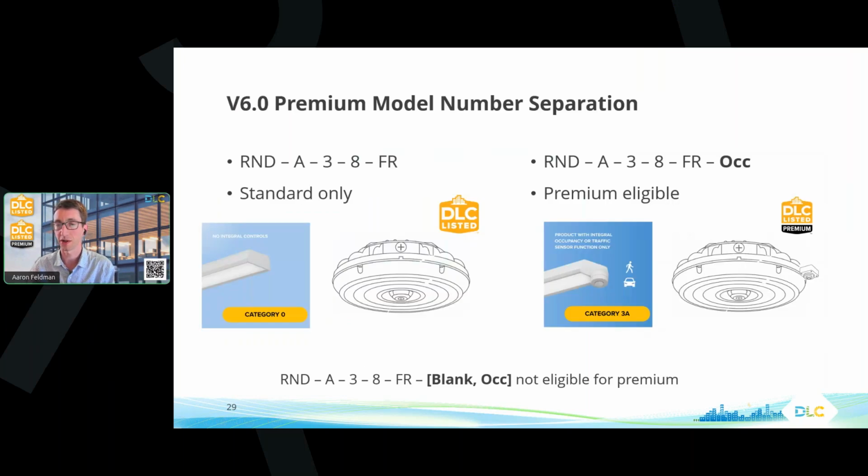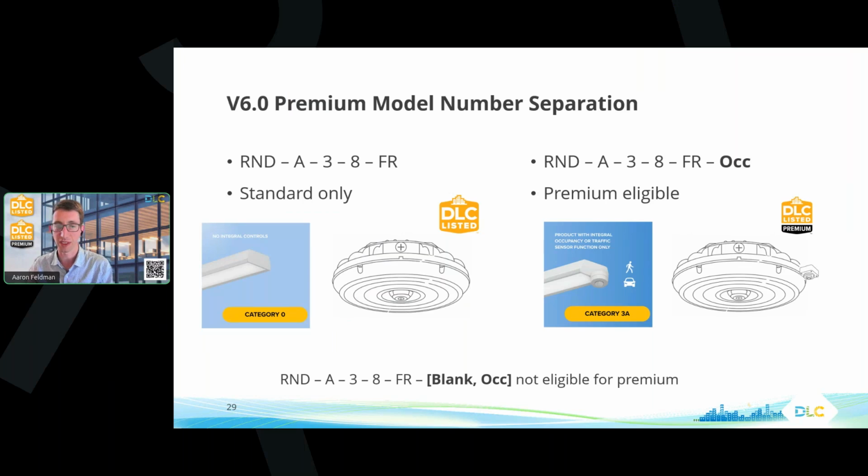So in this scenario, there will be some products within that family that will need to be listed as standard and some as premium if desired to get some products as premium. The products without the occupancy sensor could be listed as standard, and the products with the occupancy sensor would be listed as premium. So that'd be category 0 and 3A for occupancy.